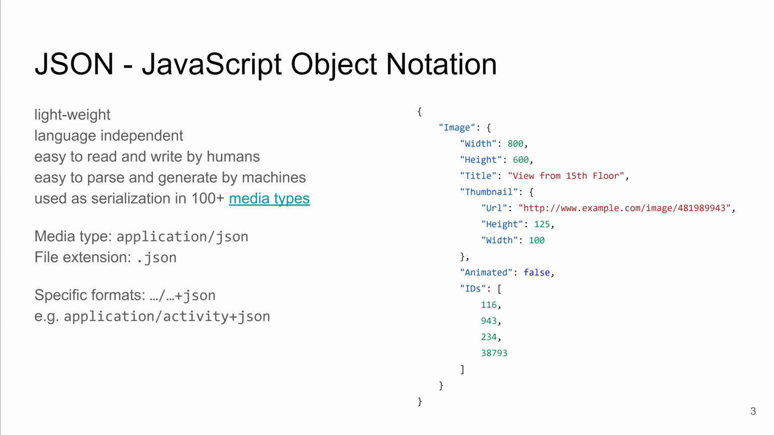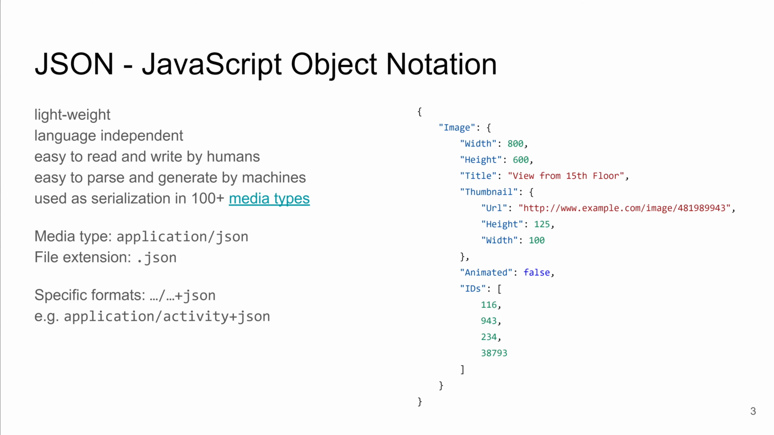JSON was designed as a lightweight, language-independent data format, easy to read and write by humans, and easy to parse and generate by machines. It's hierarchical in nature, so in this it is similar to XML, but it is less wordy and it is used in different contexts than XML. It has, of course, a standardized media type and a file extension. And you'll find more than 100 formats used on the web which use JSON as a serialization.